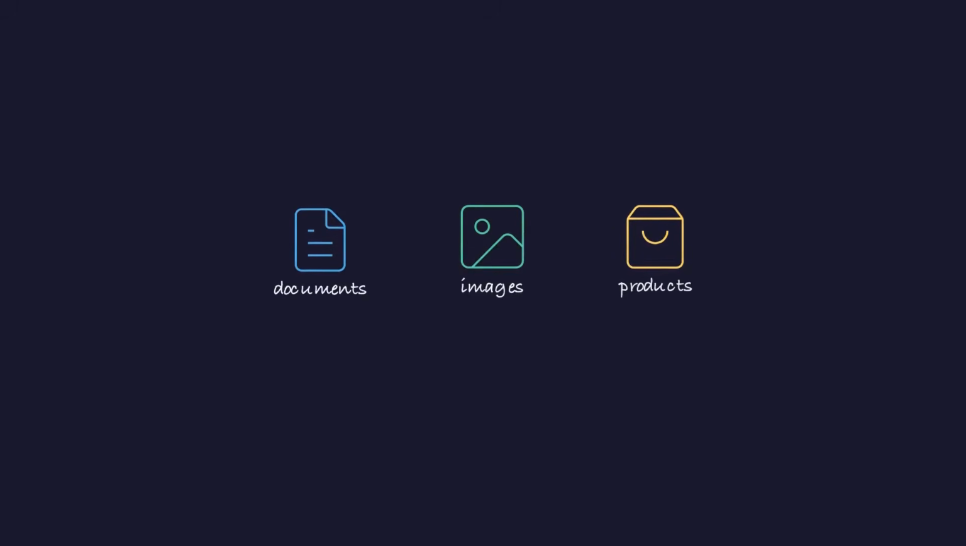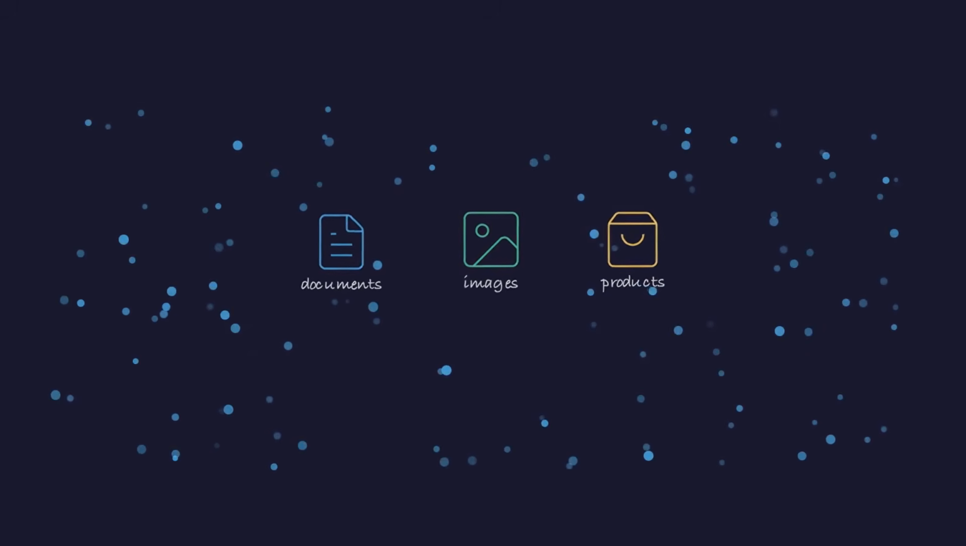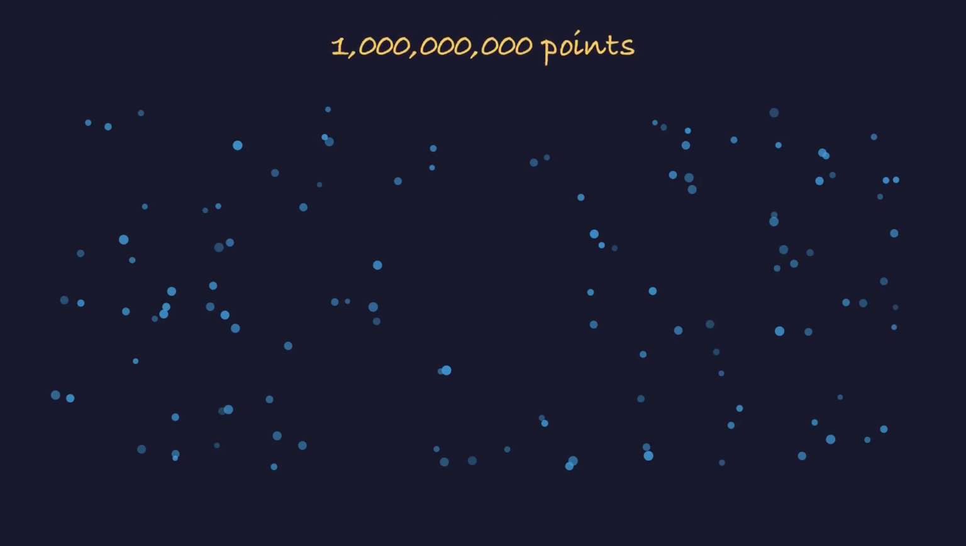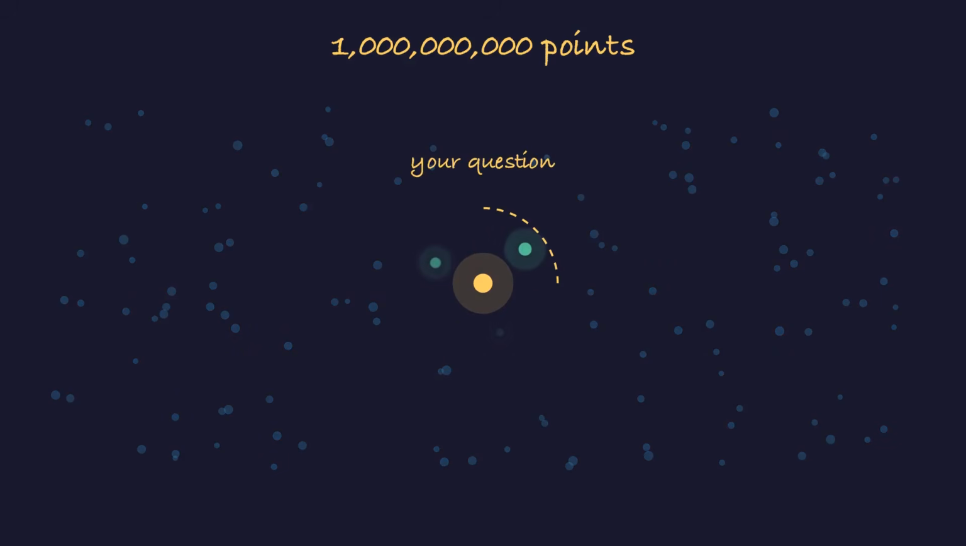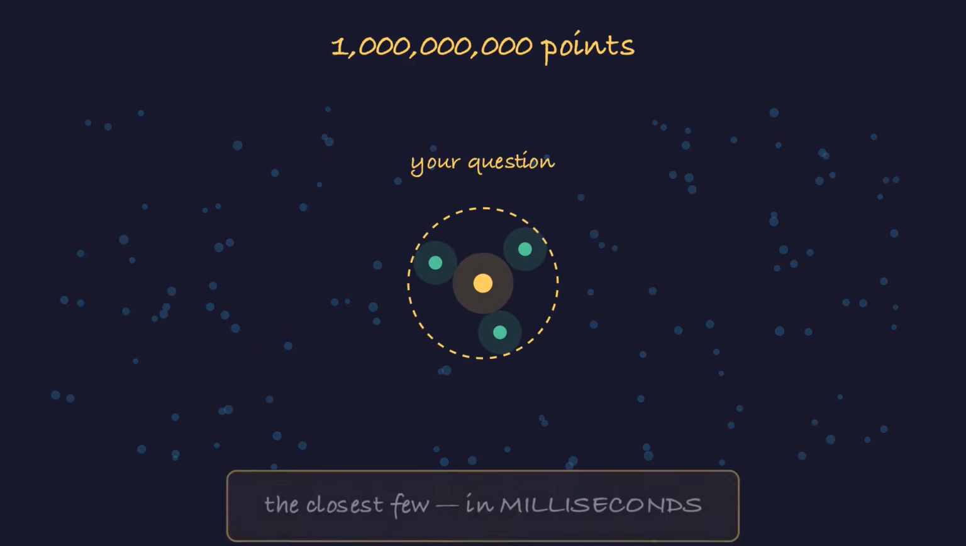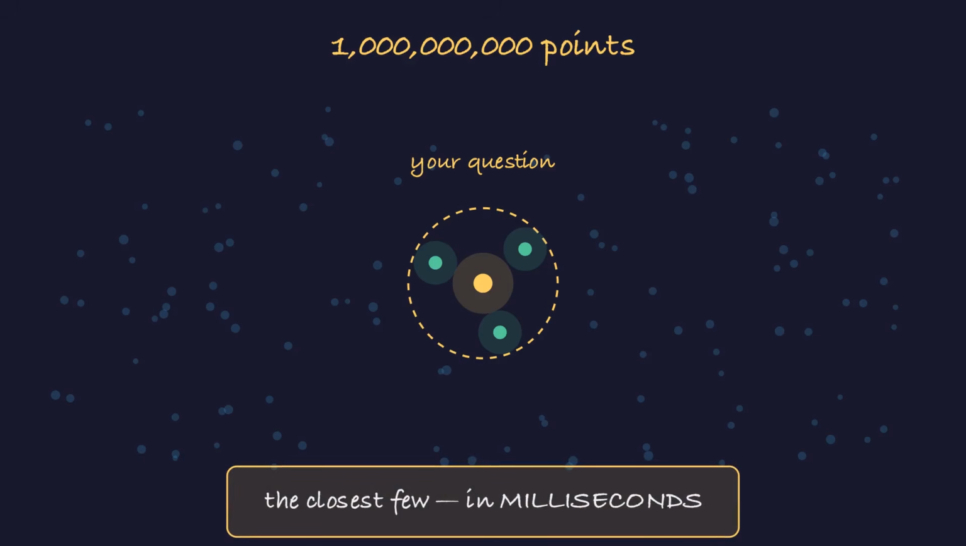Here's a problem that sounds impossible. You've got a billion pieces of information, documents, images, products, each turned into a point in space. Someone asks a question. To answer it, you need the handful of points closest to their question, out of a billion, and you need it in milliseconds.